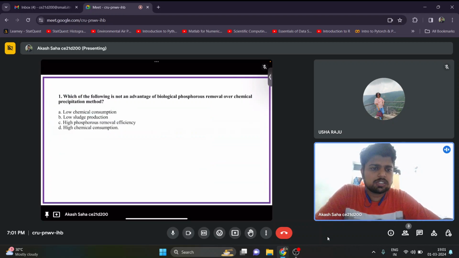Here the first question says: which of the following is not an advantage of biological phosphorus removal over the chemical precipitation method? We have to tell which is not an advantage of biological phosphorus removal, and the options are low chemical consumption, low sludge production, high phosphorus removal efficiency, and high chemical consumption. These are the four options. Maybe you can think over it for a minute and try to answer.